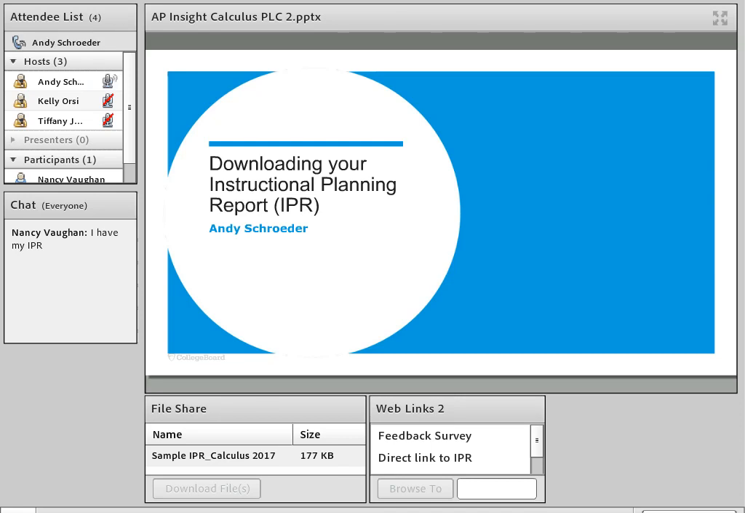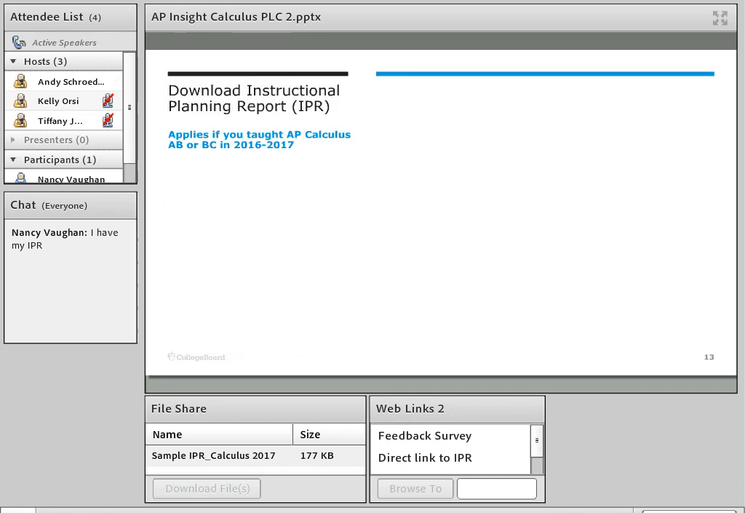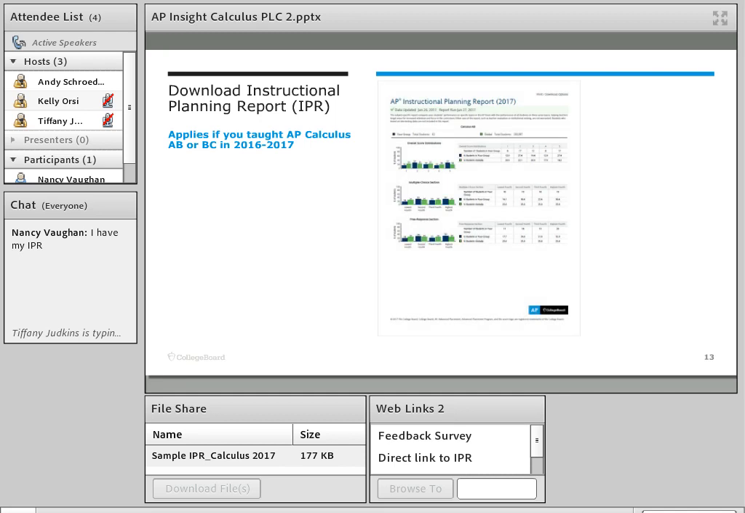The instructional planning report is something I dug into really deep this year, so I made sure I got it up and printed it out and worked with another teacher. We looked and shared and collaborated on what our scores looked like, picked and chose what part we felt we were best at, and compared some ideas. But it applies to you if you've taught the 2016-17 year.